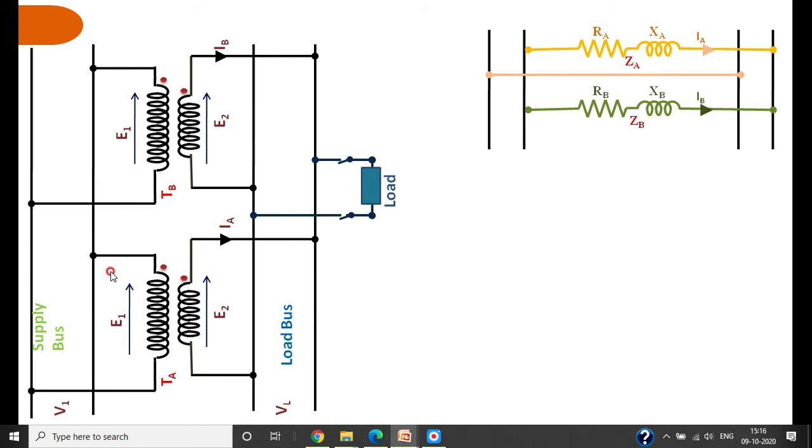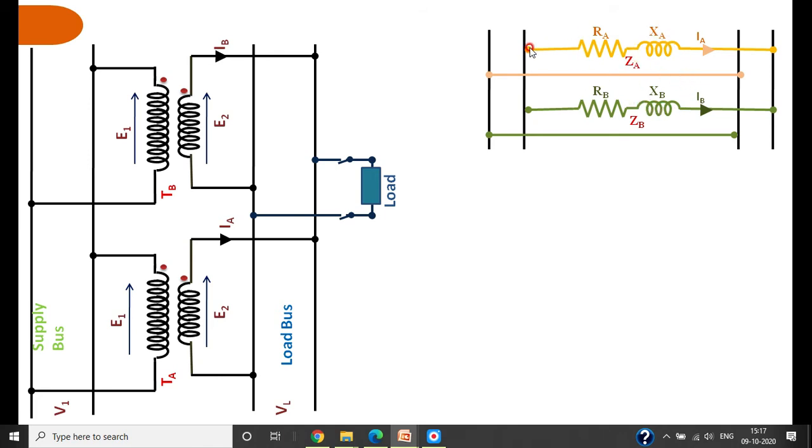That is, you can see here from here to here, started with this line and ending with the load bus. The current delivered is IB. Then the return path is from here to here. Therefore, I am connecting from here to here. These are the two transformers represented by their equivalent diagram.